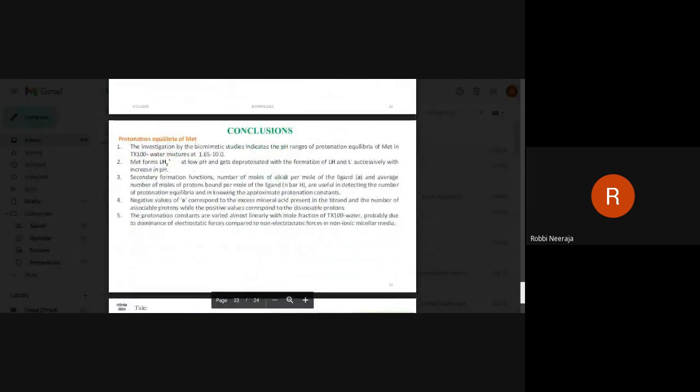So coming to the conclusions. The investigation of protonation equilibria of methionine, not only in TX100 water but in all three media, we studied. And methionine always existed in three forms. At low pH in acidic medium it is LH2+, and at high pH when we add alkali it is obtained as LH and L- with increasing pH. There are also the secondary formation functions, that is alkali per ligand and the number of moles of protons bound per ligand, which are obtained. So then we can calculate the protonation equilibrium.